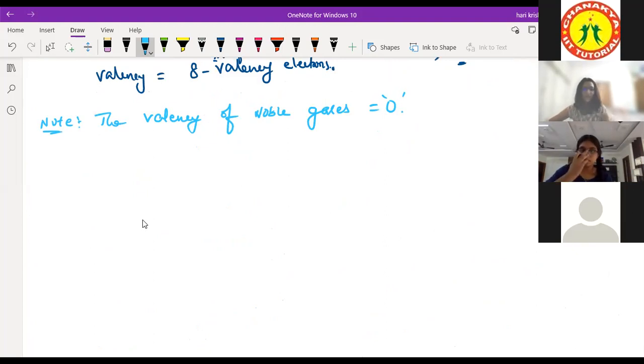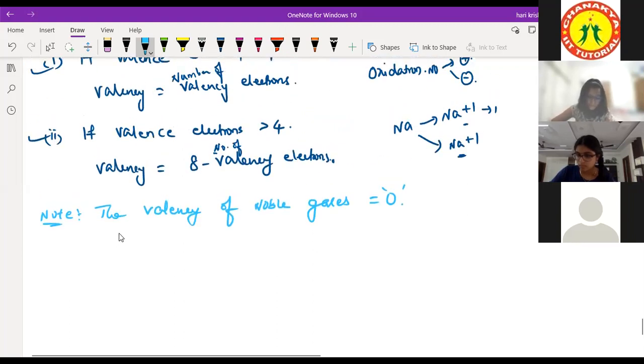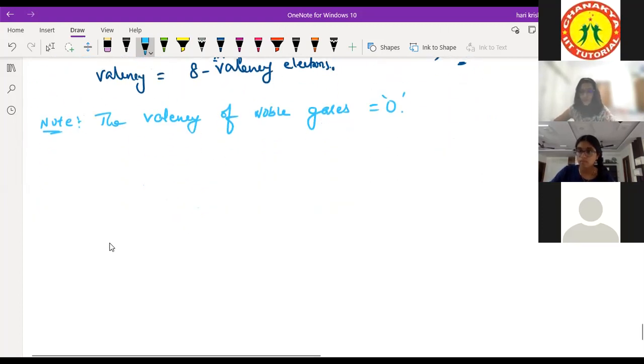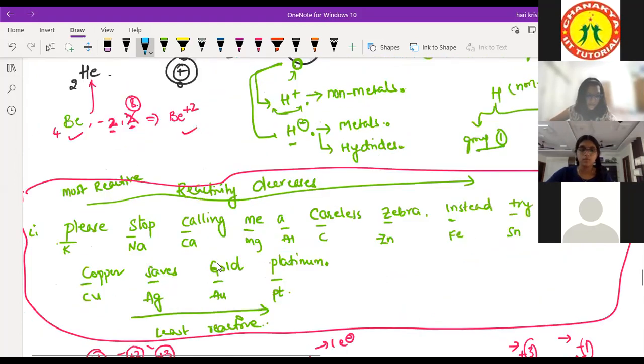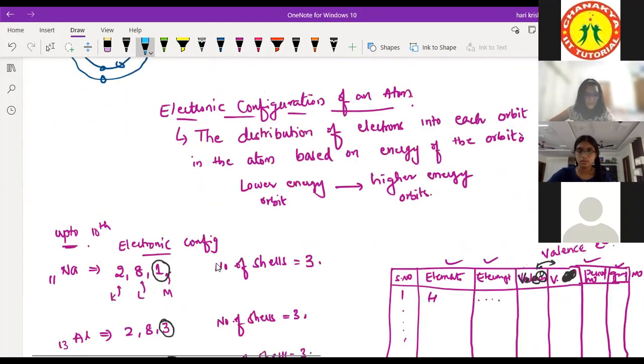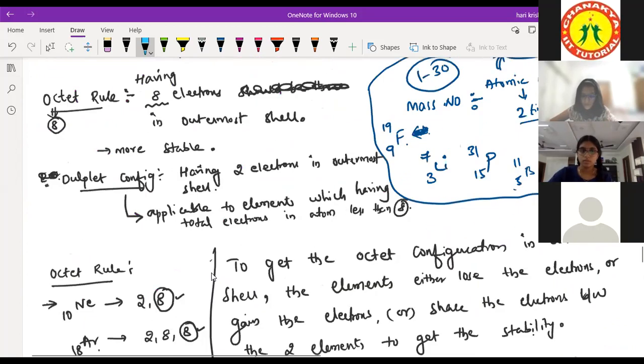3, sir. Why is it 3? Because it requires 3 more electrons to fulfill the octet configuration, right? Yes, sir. Or else we can take 8 minus 5 equal to 3. Next one, oxygen? 2. Chlorine? 1. Sorry, fluorine, not chlorine. Fluorine is 1. Neon, again 0.